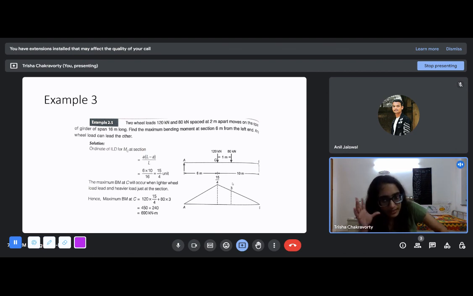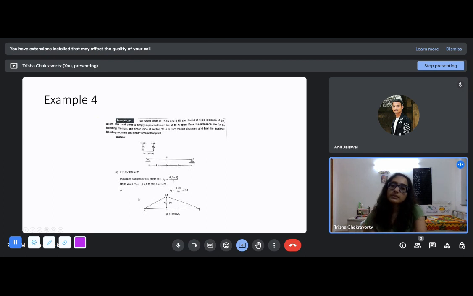So if you practice a bunch of questions, you will eventually understand these small techniques for all kinds of questions. But they also follow by logic, of course. So the maximum bending moment at C will be 120 into 15 by 4 plus 80 into 3. This is the maximum bending moment.